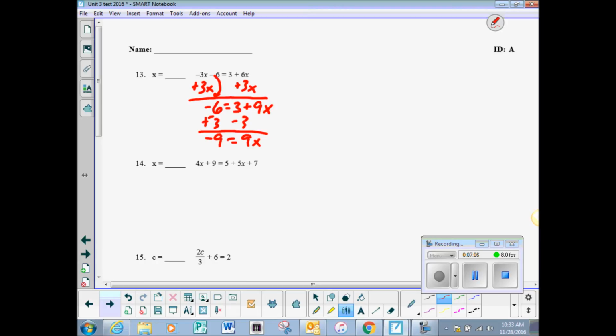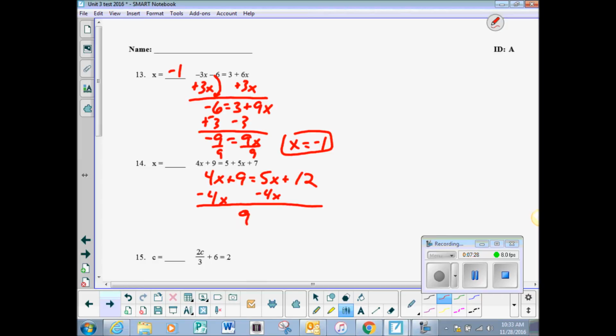Okay, I can see some people making a mistake with their sign there. Now I divide by 9 and get negative 1. Okay, over here, I need to simplify before I solve. Now I'm going to get x on one side, get my numbers on the other, and x equals negative 3. Okay?